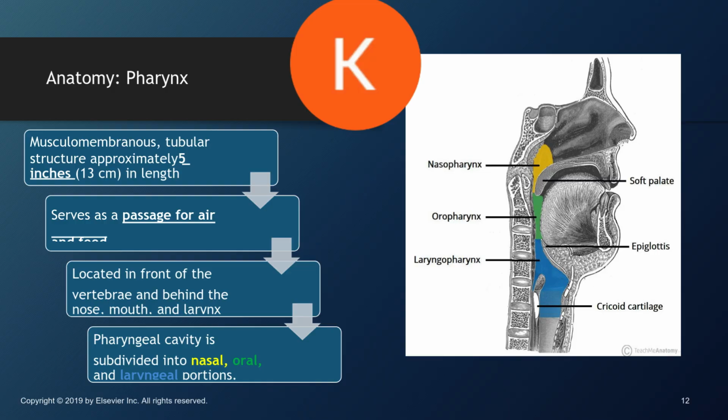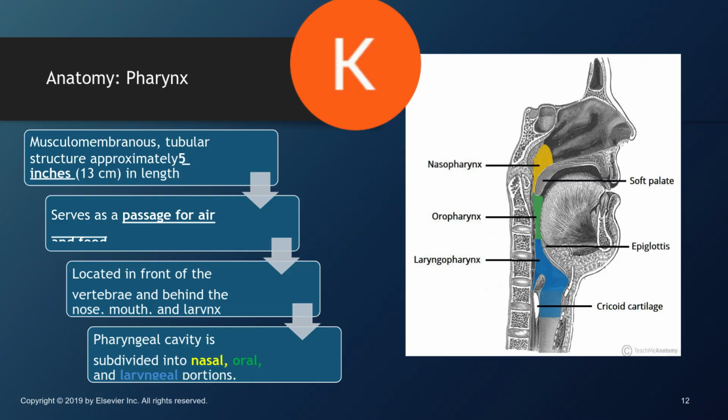Below that we have the oropharynx, which is the green area. It's located behind the oral cavity, which is our mouth. It serves as the passageway for both air and food. This area is shared by the respiratory and digestive system.